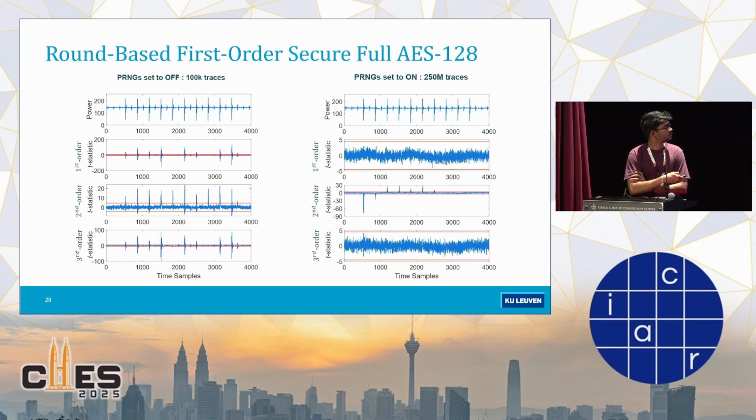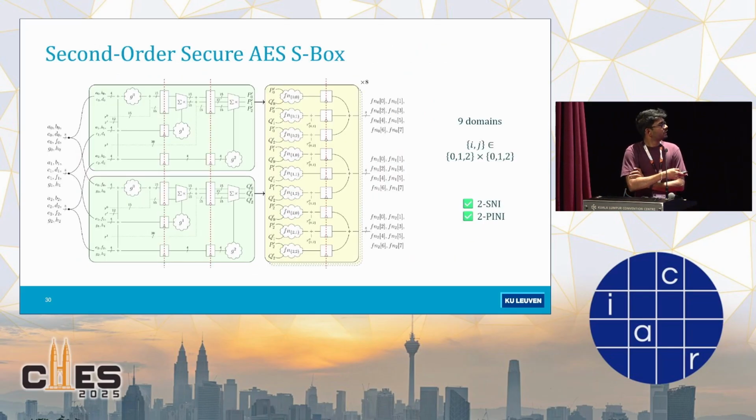Yeah, so these were the TVLA results. On the left-hand side, you have PRNGs off. The topmost trace is the power trace. And then top to bottom, it's univariate first, second, and third order leakage results. And it leaks as expected when the masks are turned off. And with PRNGs on, it doesn't leak for first order, but it leaks for second order. And that's also as expected. It's not surprising.